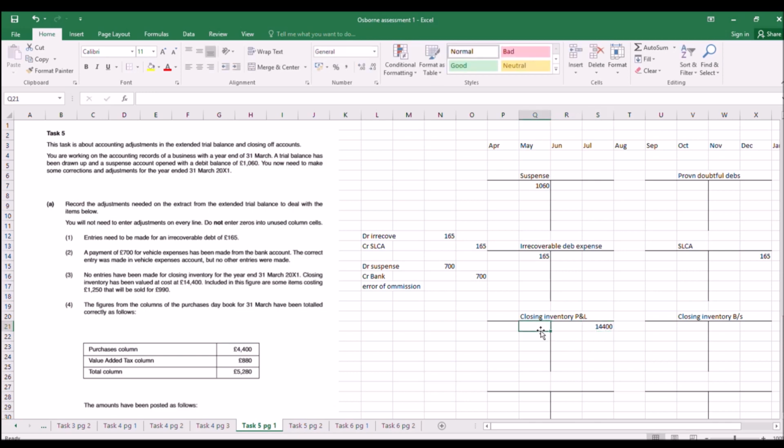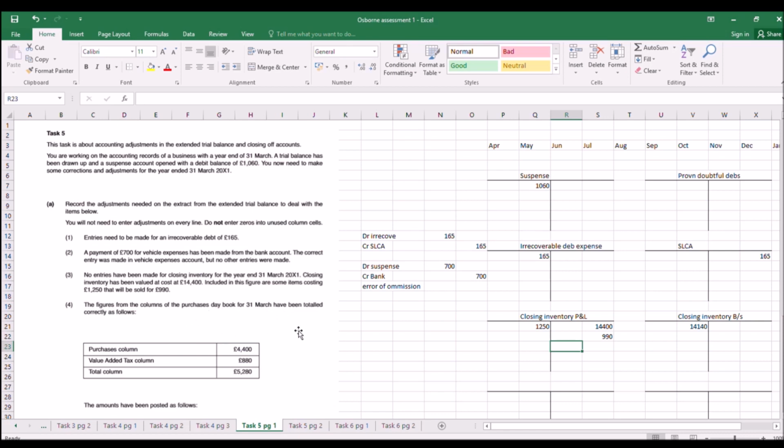14400, 1250, which is the value of the items which actually have a value really of 990. So the figure in the balance sheet is going to be that plus that minus that. Okay, so that's what our value is there. The figures from the columns in the purchase day book have all been totaled correctly.